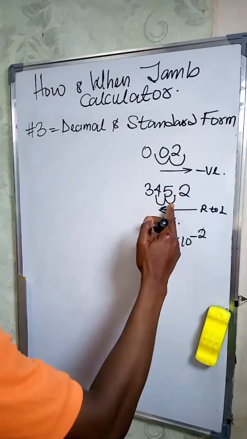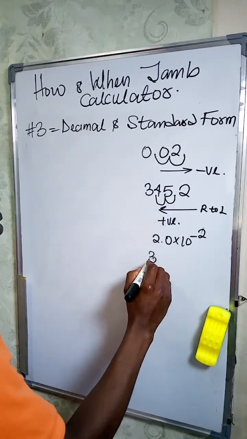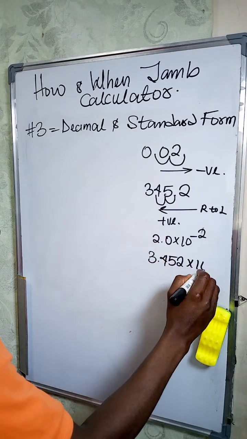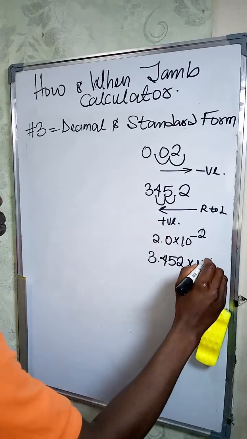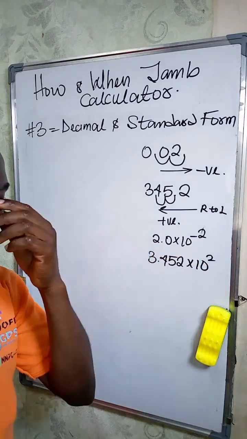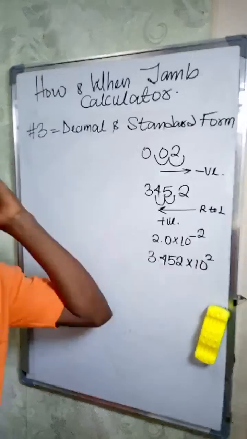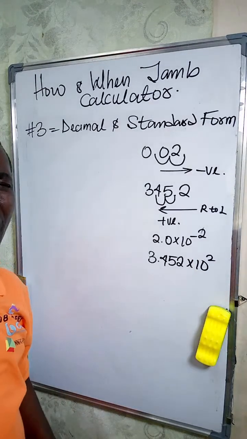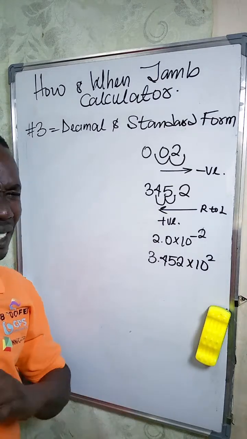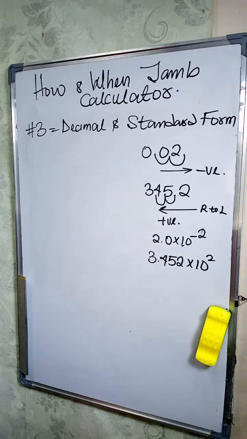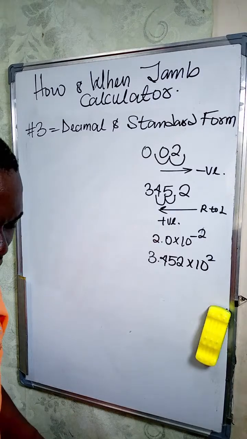Now if I move this one 1, 2, you go give me 3.452 times 10 to the power of how many times I move? 2. So you see say this one na positive and this one na negative. If you know how to play around with this for standard form, my brother, there is nothing wey Jamb go do you. You go dey able to answer their question without any much problem. Now make we see how Jamb question dey be wey go involve you to use standard form.